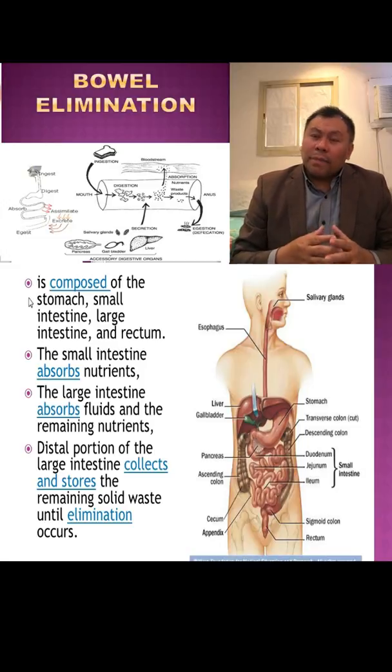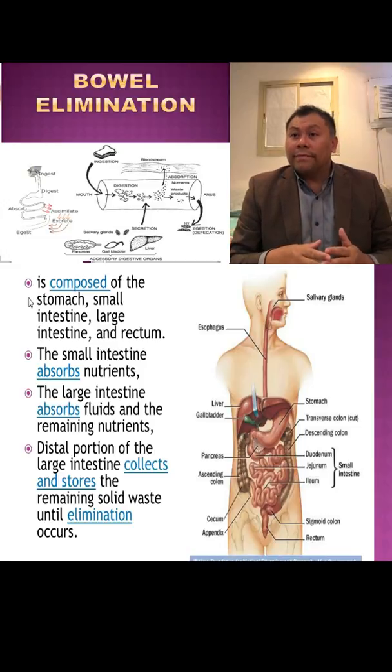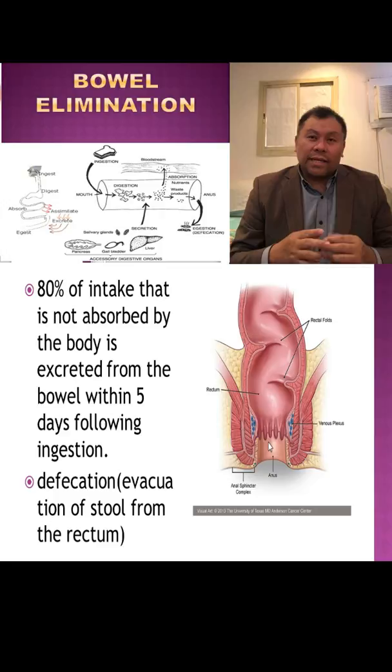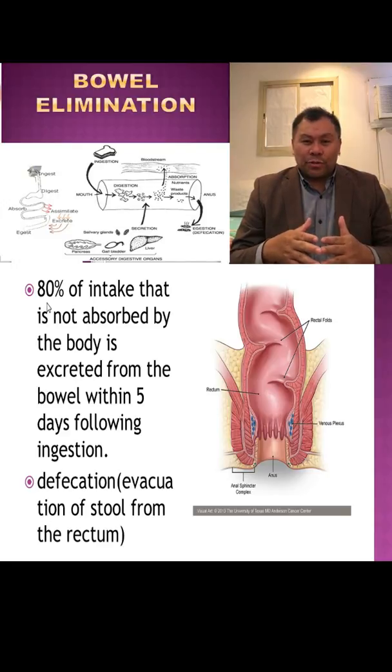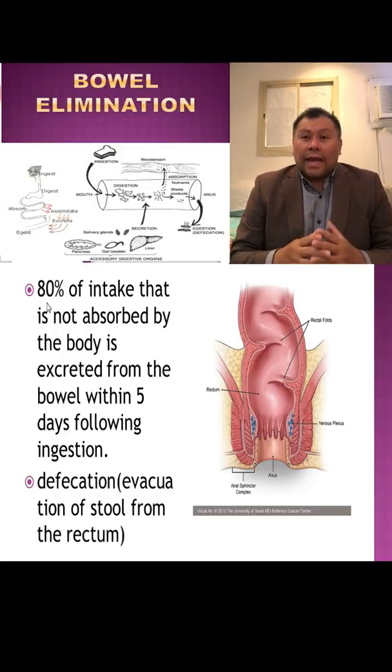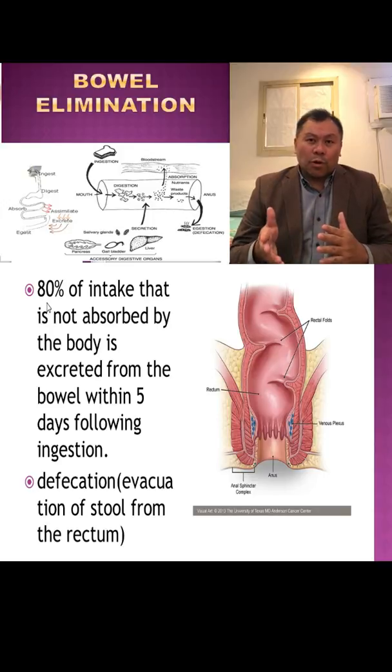So, in the anal sphincter mechanism, as you can see, we have the rectal sphincter and the anus. Class, 80% of intake is not absorbed by the body and is excreted from the bowel within 5 days following ingestion. So meaning, you are going to eat food and drink, and how many percent? 80% of intake is not absorbed by the body, so normally it will be excreted and removed outside the body.